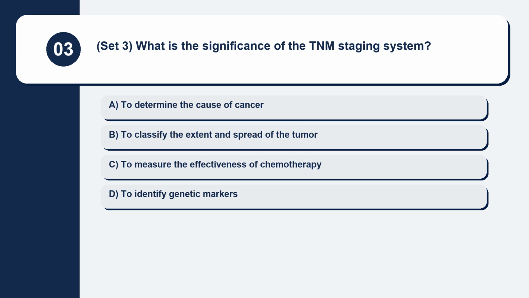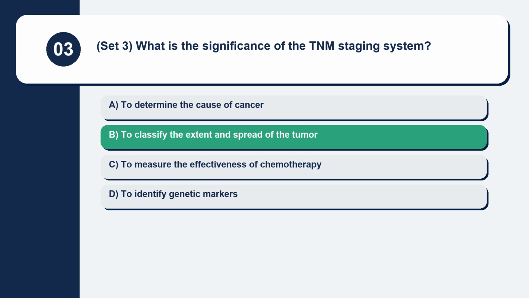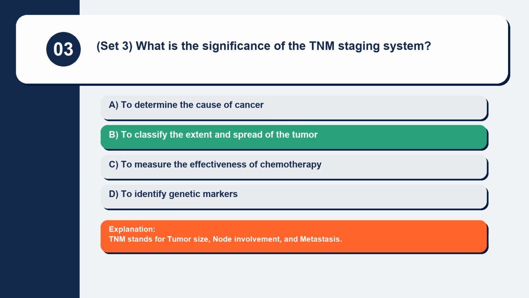Question 3. Set 3. What is the significance of the TNM staging system? To determine the cause of cancer, to classify the extent and spread of the tumor, to measure the effectiveness of chemotherapy, to identify genetic markers. TNM stands for tumor size, node involvement, and metastasis.